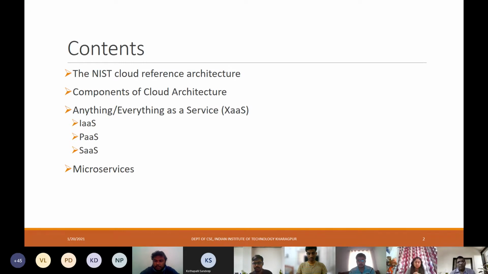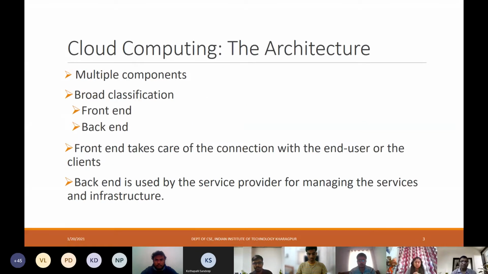And eventually, not today, maybe tomorrow or so, we'll talk in more detail about infrastructure as a service, platform as a service, and software as a service. And in this module, at the end, we will talk about something called microservices. This is a very interesting thing. We'll talk about what microservices are and what their attractive features are.